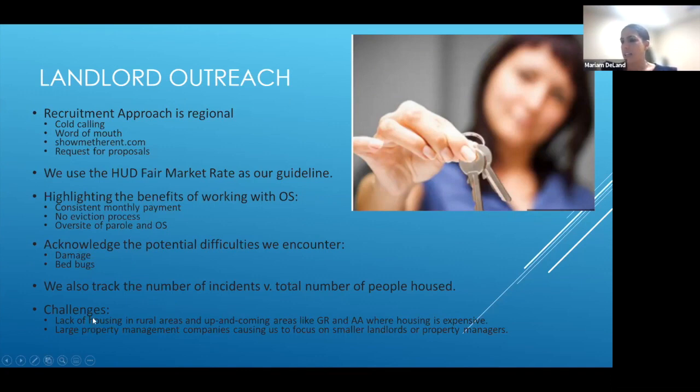Lastly, I just wanted to highlight the challenge of the lack of housing, as you know, in rural areas or in high demand areas like Grand Rapids and Ann Arbor, where housing is already expensive. Another huge challenge that we are working on is that large property management companies often outsource their application process and have a blanket ban on people who have a criminal conviction of any kind, or they may have a large look back period, which is excluding people that we think would be good tenants, or no different than any other tenant. And they're being excluded simply because criminal conviction is not a protected class when it comes to rentals.